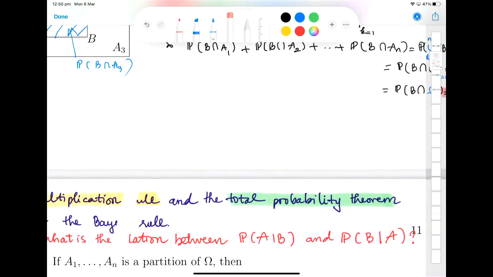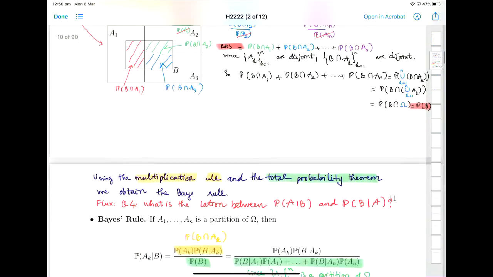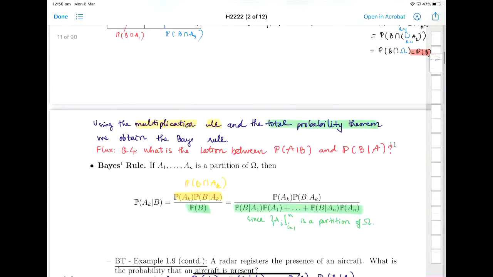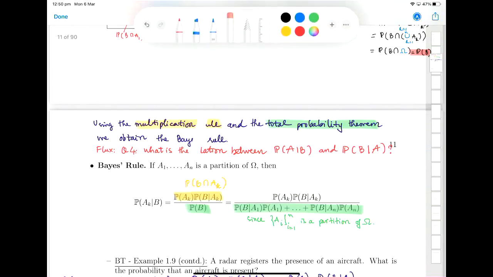Okay, then for the Bayes rule, if A1 up to AN is a partition of omega, then you can compute the probability of any AK given B. This one comes from the definition of conditional probability, right? Probability of AK given B equals probability of B intersect with AK divided by probability of B. This is the definition of conditional probability.